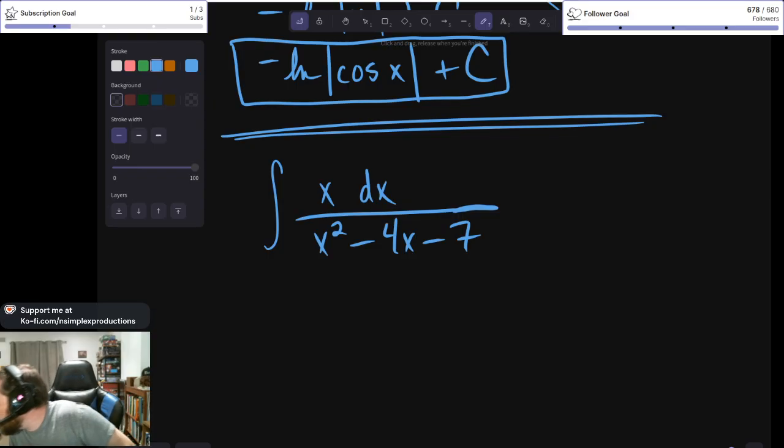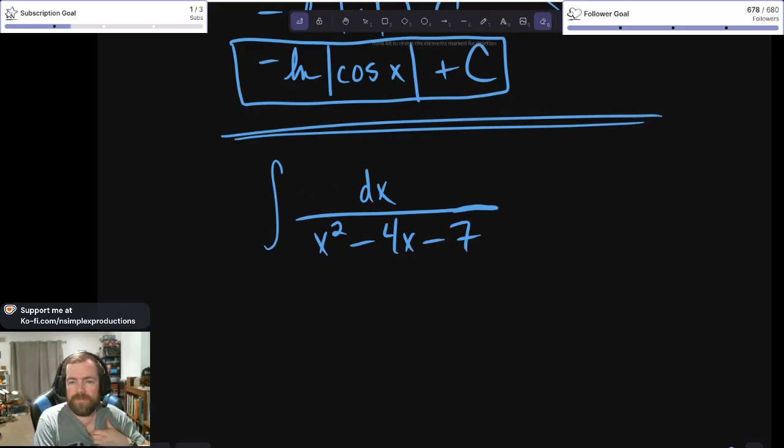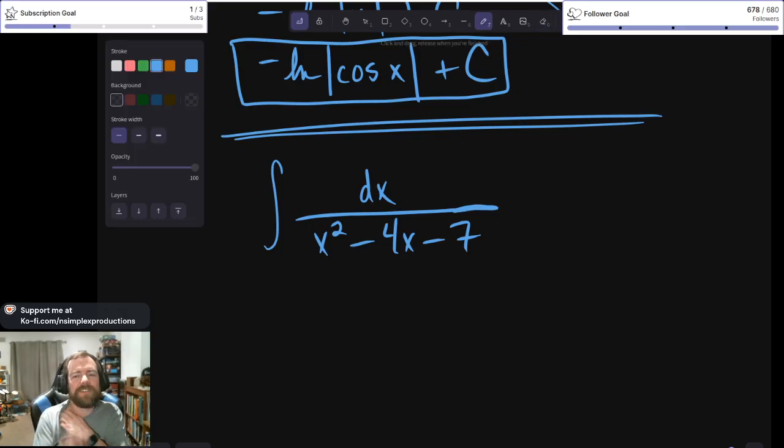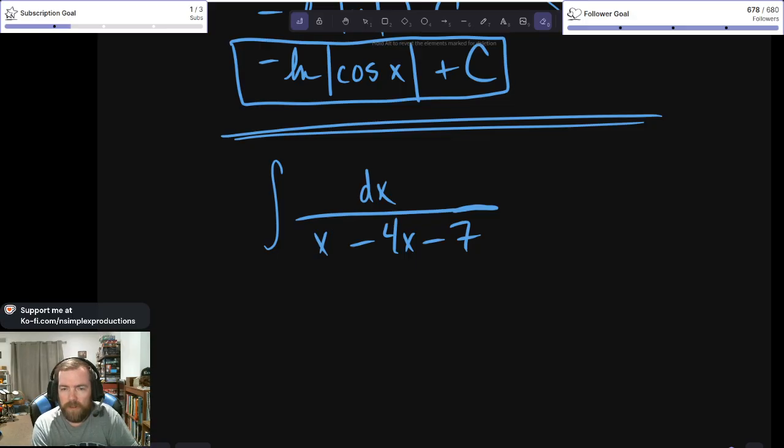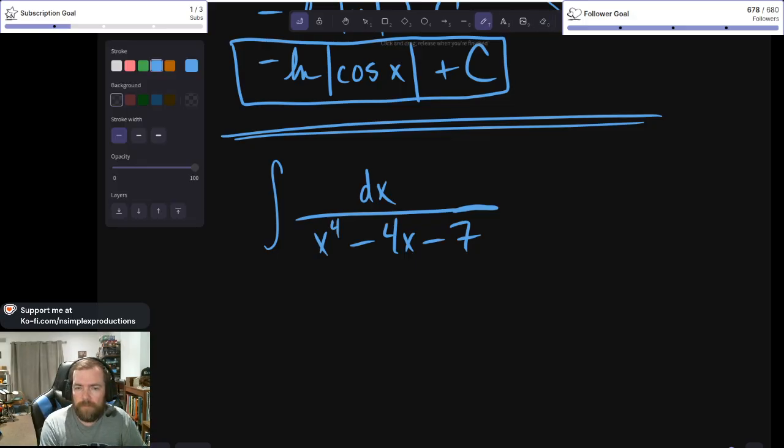Oh, you know what? It's fine. I might have messed it up. It's fine. We'll just get rid of that x. It's actually dealing with a fourth degree polynomial. So it's saying, oh yeah, we'll do x to the fourth minus 4x squared minus... you know what? Fine, we'll do it. That'll work. And an x there. Okay.